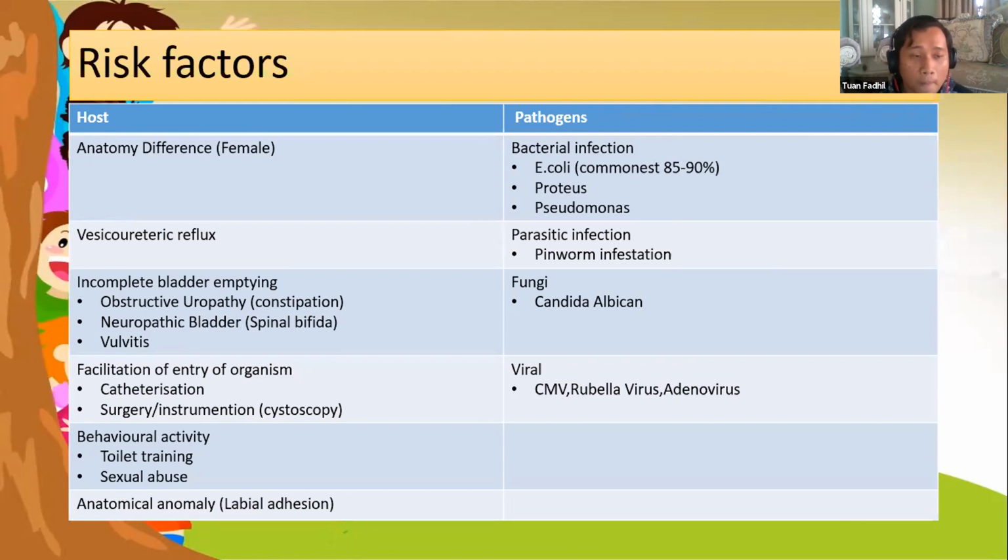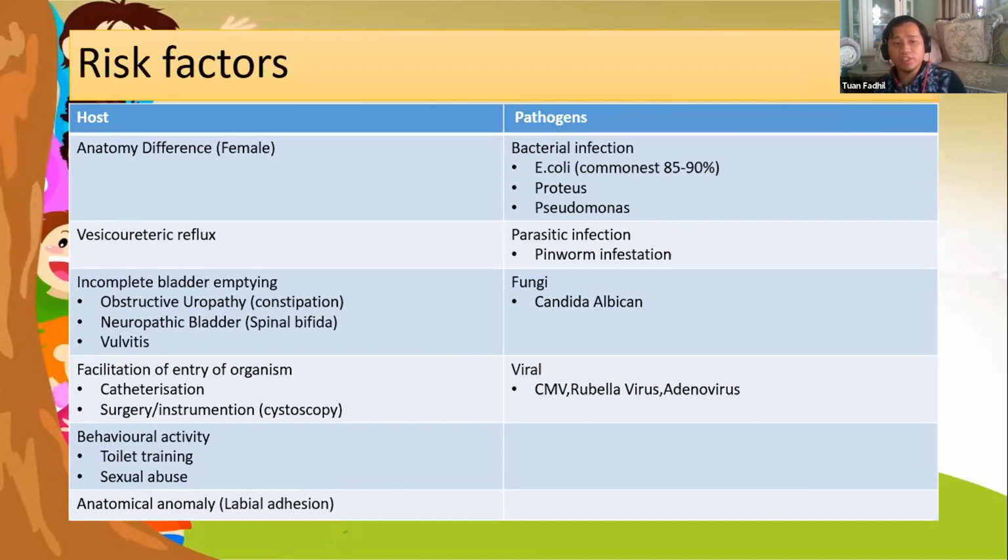So next, vesicoureteral reflux. It is actually the condition in which there is a retrograde flow of urine from the bladder up to the ureter and collecting system. So next, the risk factor is incomplete bladder emptying. As you can see, it is caused by obstructive uropathy from constipation, and also the neuropathic bladder from spina bifida, and also vulvitis.